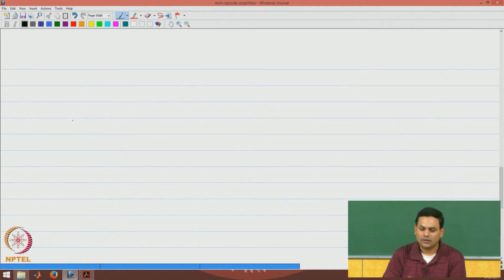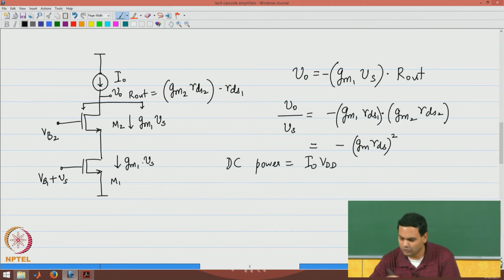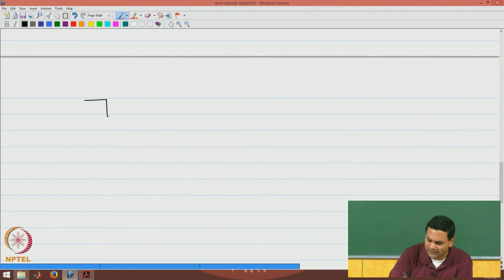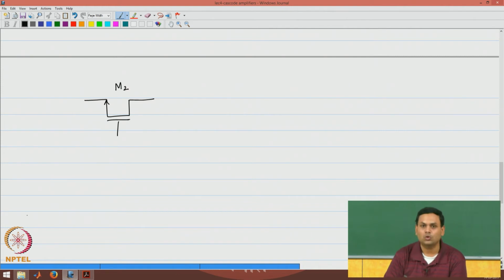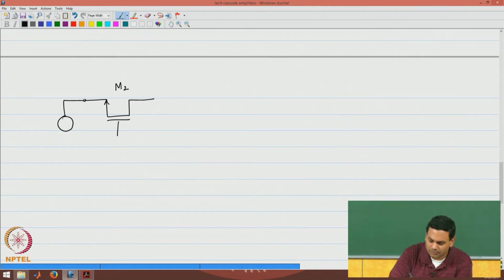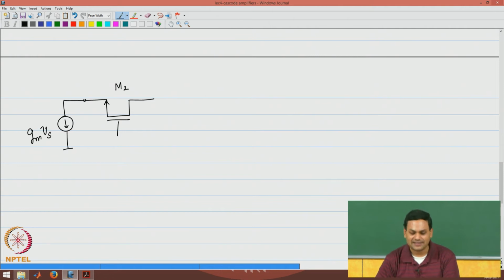So, as you can see, maybe I will go back to the previous circuit. You can see that the second device is what is called a common gate device. M2 looks like this. If I were to redraw it slightly differently, this is device M2. The input for device M2 is basically the signal current of value Gm times Vs, and this current source represents device M1 that creates Gm times Vs current.